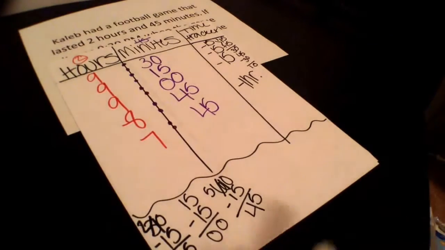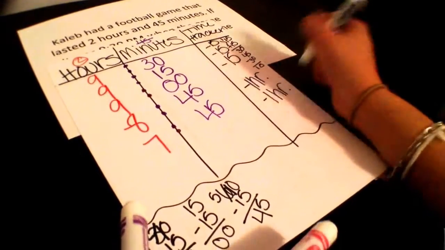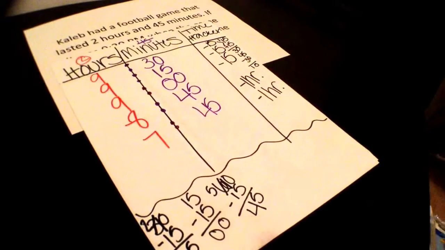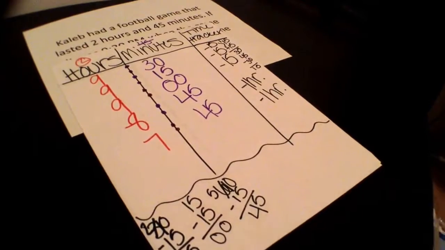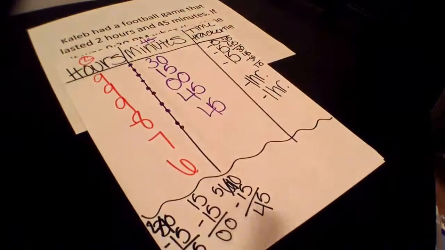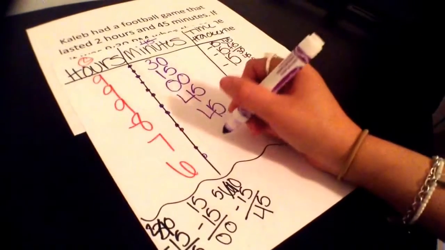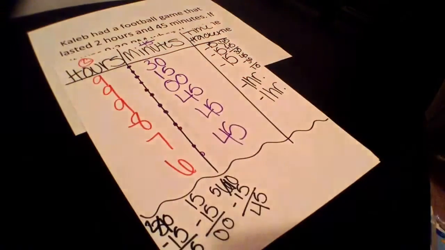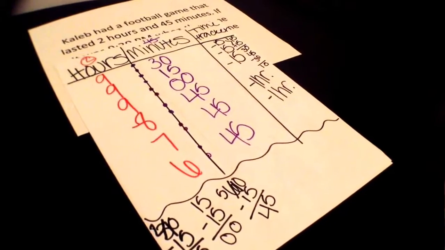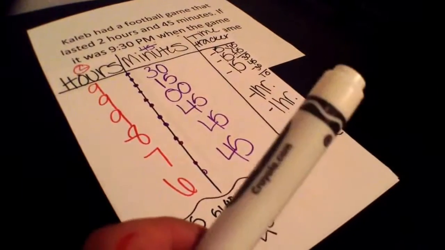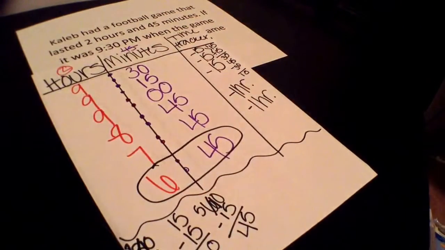And then we have 1 more hour to subtract. 7 minus 1 is 6. 7 o'clock minus 1 hour is 6 o'clock. So we have 6:45. So the time that the football game started was 6:45. Now we're going to go through and make sure that we did that right.